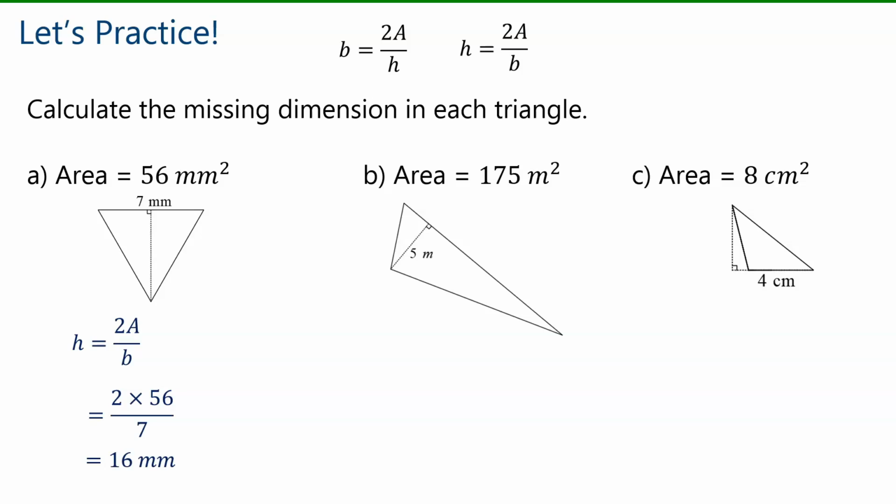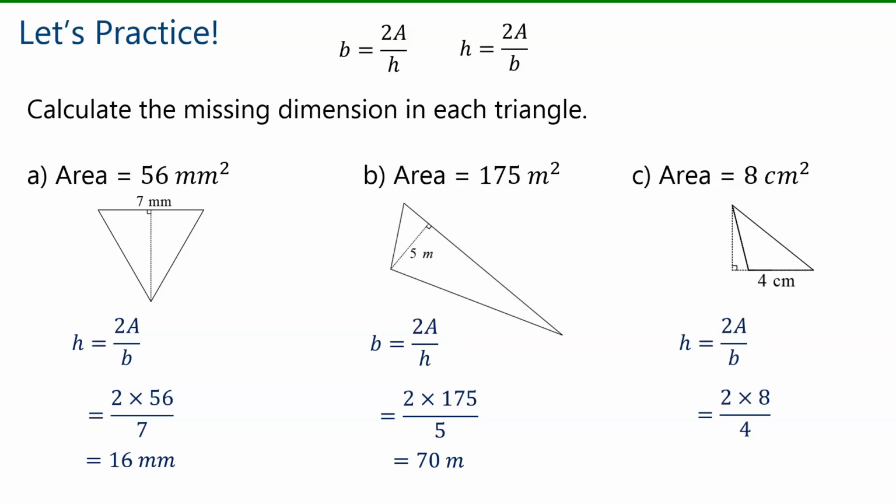For B, I have the area and I have the height, and I'm looking for the base. So I'll multiply 175 by 2 and then divide that by 5. And when I do that, I get that the base is 70 meters. Then for C, I'm looking for the height. So I will multiply 8 by 2, which is 16, and then divide that by 4, which is 4.